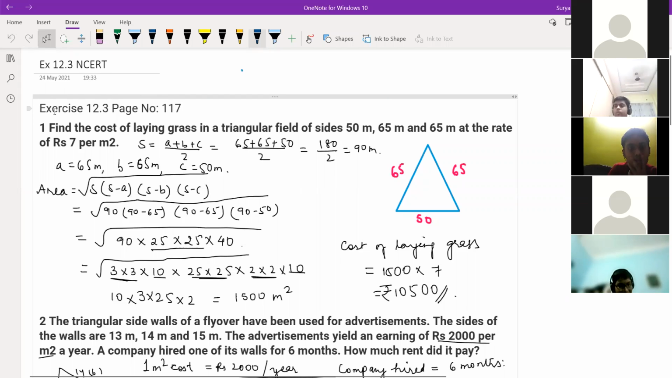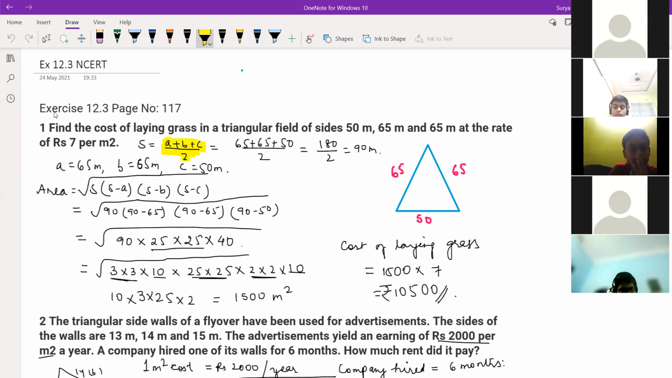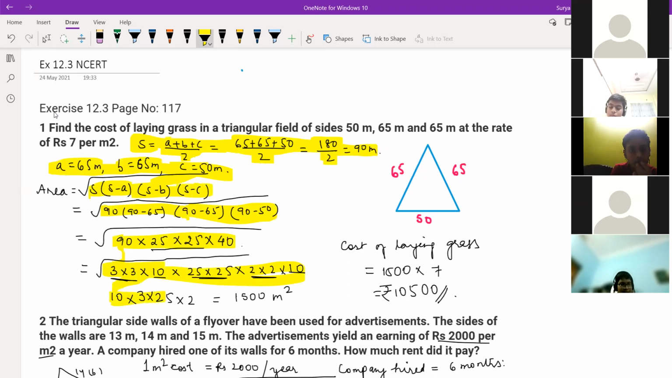First of all, you have to find the semi-perimeter. The semi-perimeter is (a plus b plus c) by 2, where a, b, c are the sides. So 65 plus 65 plus 50 by 2, that is 180 by 2, which is 90. So this is the semi-perimeter. Then a is 65, b is also 65, and c is 50. So area is equal to the root of s(s minus a)(s minus b)(s minus c). Okay. Anyone having doubt in this, Satvik? I'm not having doubts, sir. No, sir. All right. Pulastya, you got the answer?